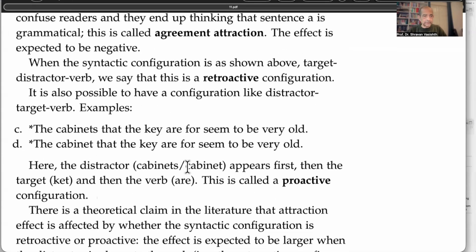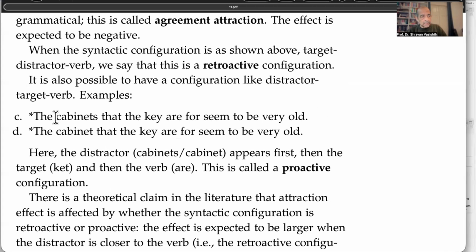But you can also set up a configuration where the intervener is not intervening between the subject and the auxiliary, but appears to the left of the subject. Okay, so "the cabinets that the key are for seem to be very old." Same situation, except the position of cabinets is to the left of key. That's called a proactive interference setting. This comes from the memory literature in cognitive psychology, right?